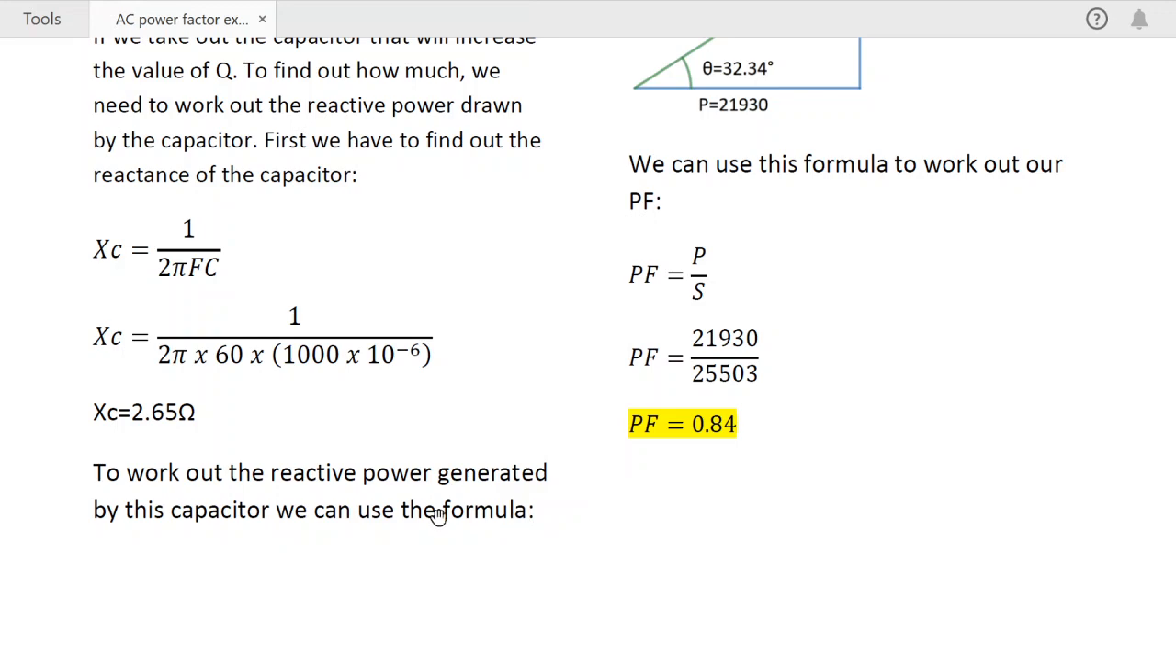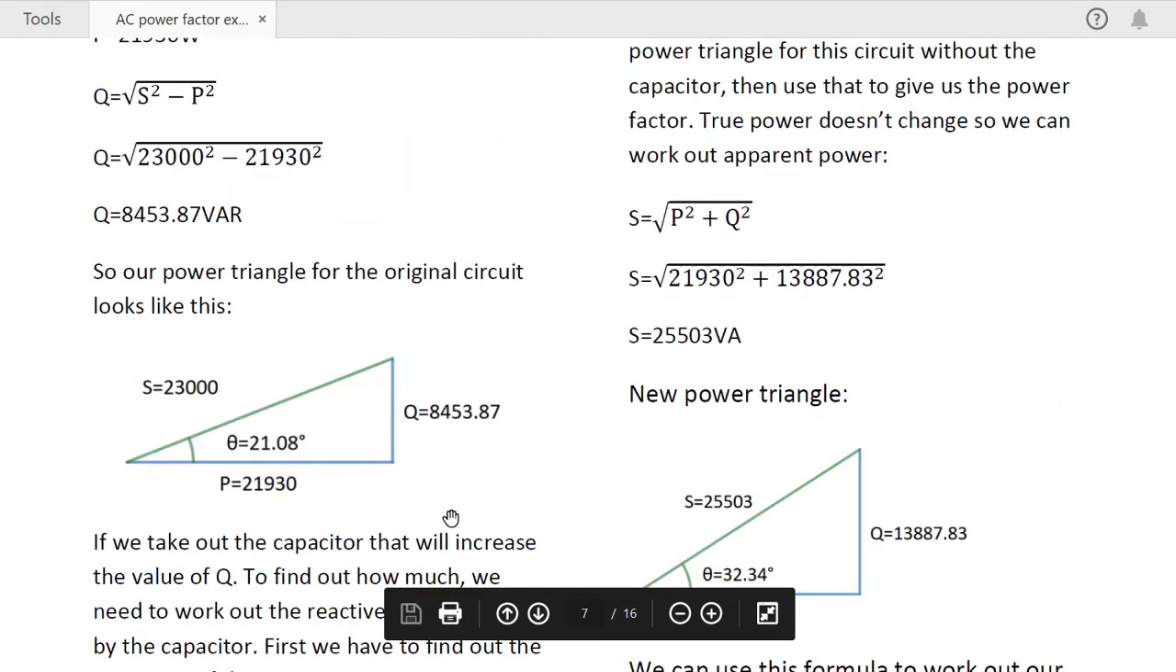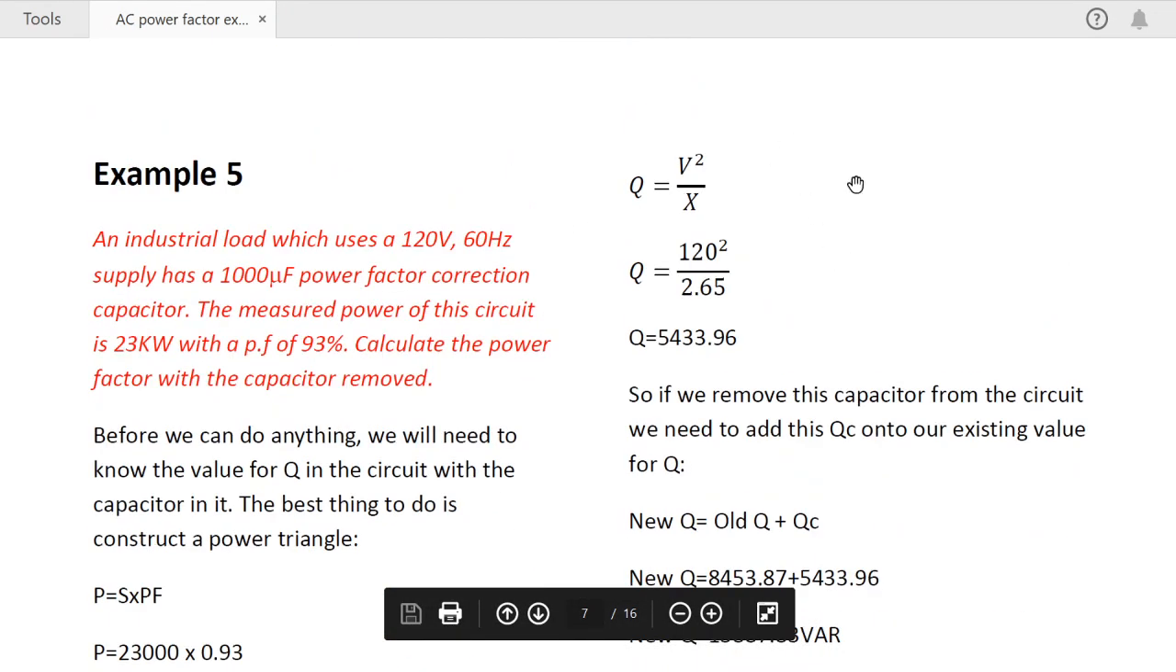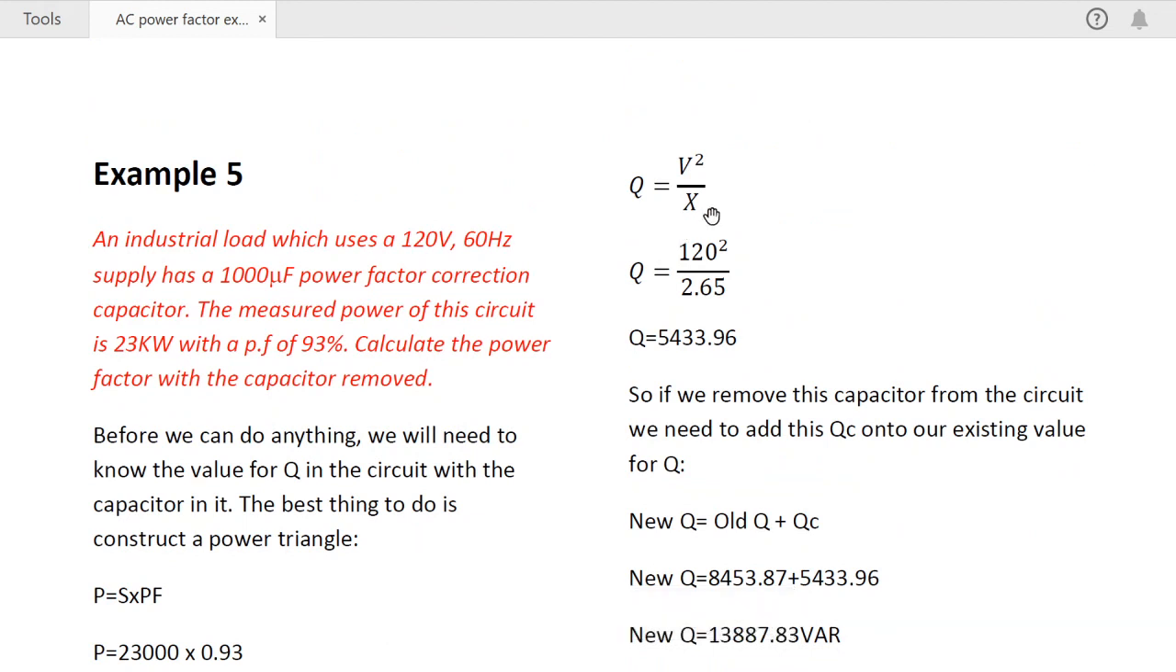Then to work out the reactive power generated by that capacitor, we use the formula, back up to the top, Q equals V squared over X. Remember, this is the same one as we looked at before. Q is our reactive power, volts squared over X being our reactance. Remember, this is exactly the same as the Ohm's law formula, P equals V squared over R. We're going to go Q equals V squared over X.